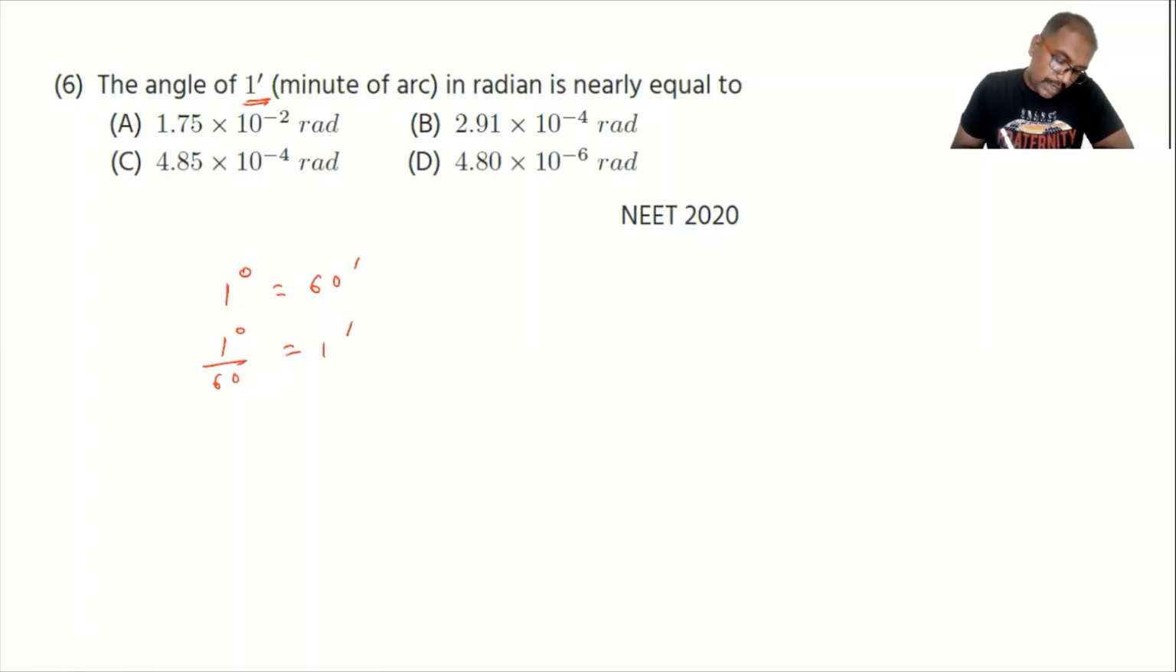So here 1 minute is 1 by 60 degree. That degree we have converted into the radian. So here by this, 3.14 divided by 180, then it is converted into radian. Now let me simplify this, and whatever we get after simplification is our answer.